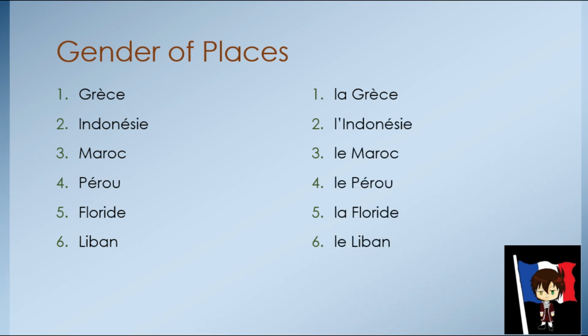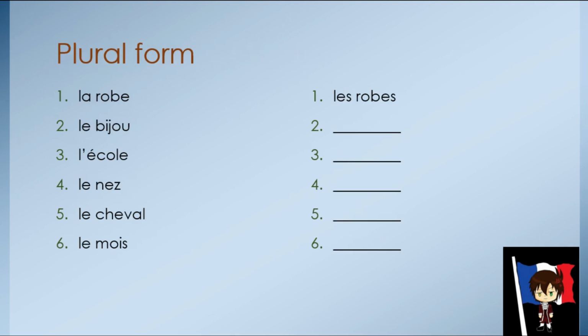Alright, so let's see the answers. For Indonesia, that's l'Indonésie. L apostrophe. Even if it's feminine, we still use l apostrophe because its first letter is a vowel. Next, we have Maroc or Morocco. That will be le Maroc. Next one we have Peru, that's le Pérou. Next, Floride, that's la Floride. Lastly, we have Liban, so le Liban.